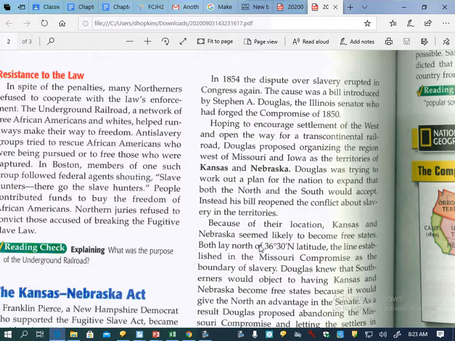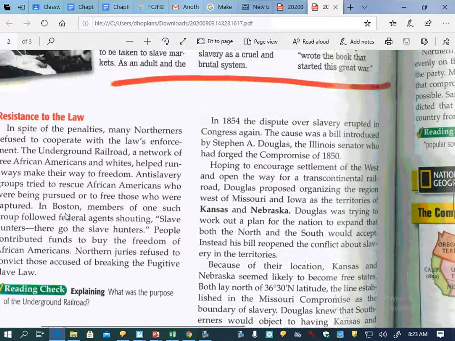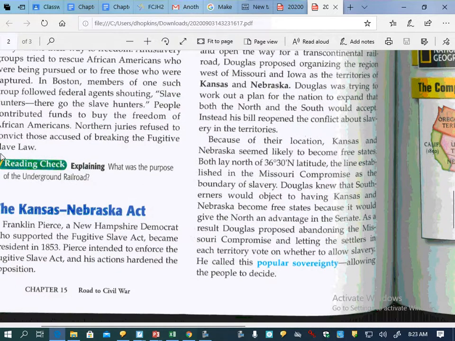Hoping to encourage settlement of the West and open the way for the Transcontinental Railroad, Douglas proposed organizing the region west of Missouri and Iowa as the territories of Kansas and Nebraska. Spoiler alert, they would eventually be the Kansas and Nebraska that you know today that are states. Douglas was trying to work out a plan for the nation to expand, both the North and the South, and one that they would accept. Instead, his bill reopened the conflict about slavery in the territories.